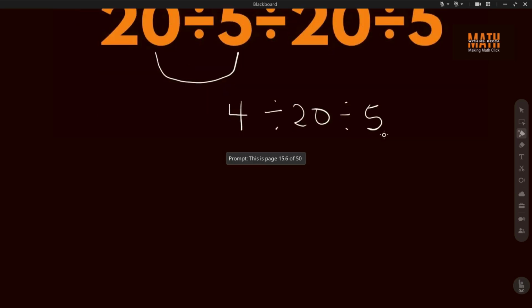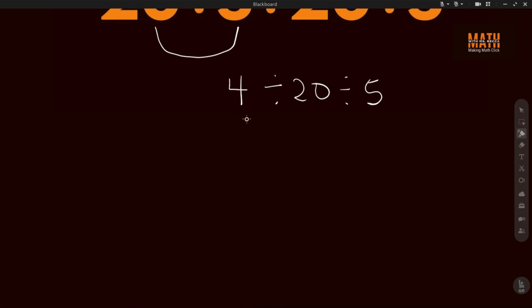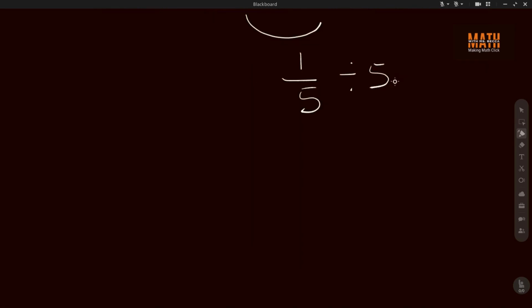Now we take it from left to right again. 4 divided by 20 gives 1 over 5, and we have divided by 5 again. Then we perform the last operation. So now we use the keep change flip rule to change this one to division.